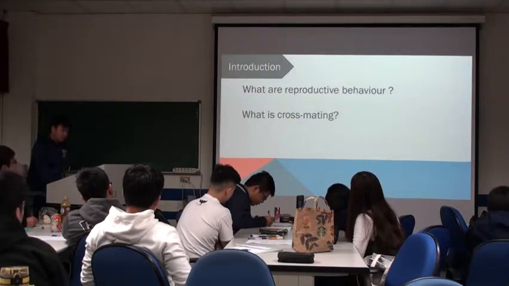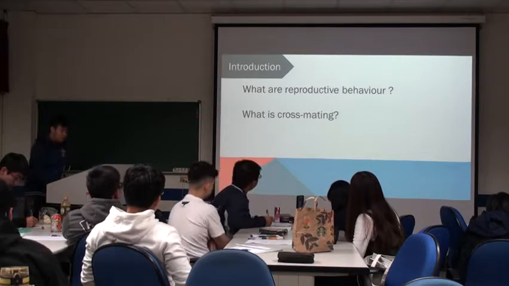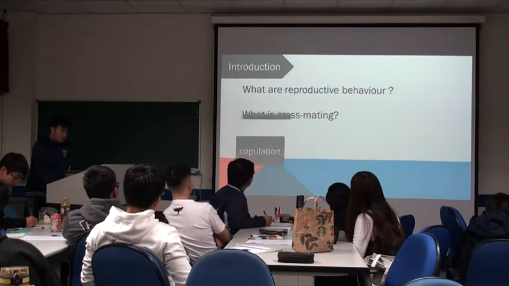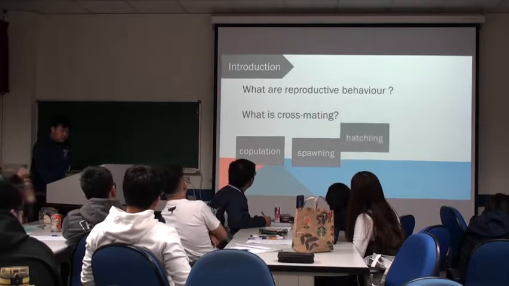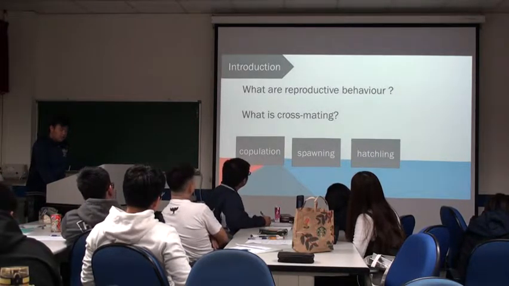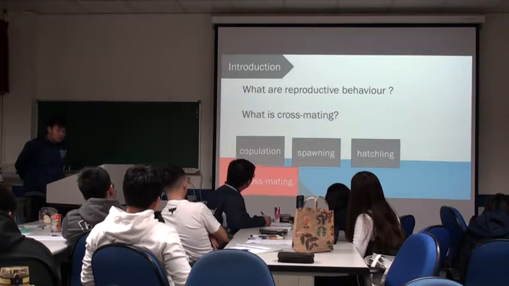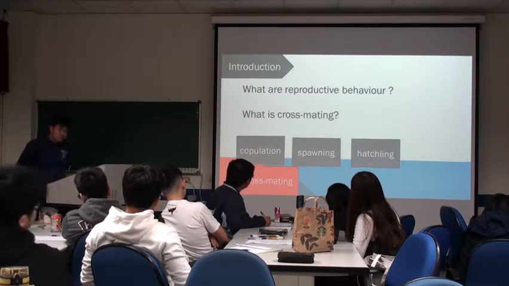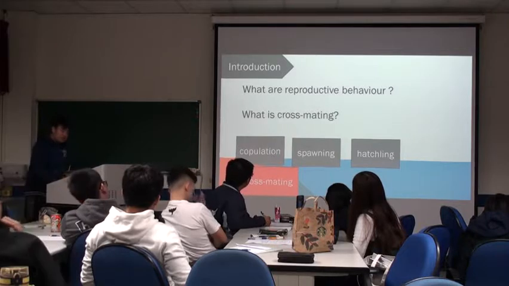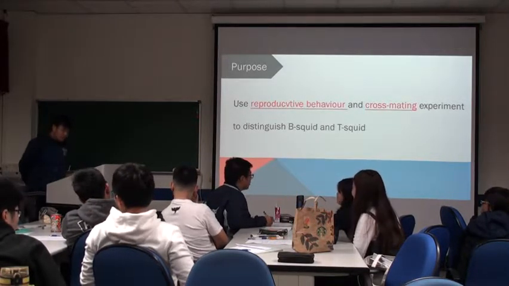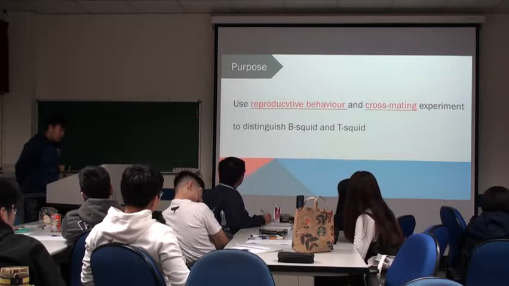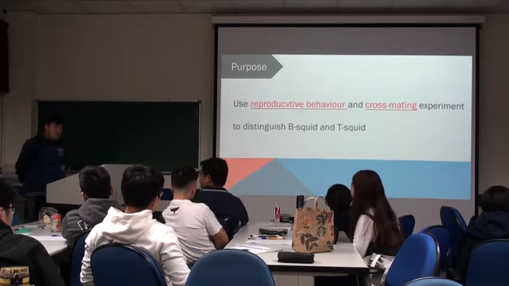Introduction. What is reproductive behavior? It includes copulation, which means mating, spawning, which means laying eggs, and hatchlings, which means larvae. And what is cross-mating? Cross-mating means we put 2 different species together to mate. Our purpose is to use reproductive behavior and cross-mating experiments to distinguish the B squid and the T squid.